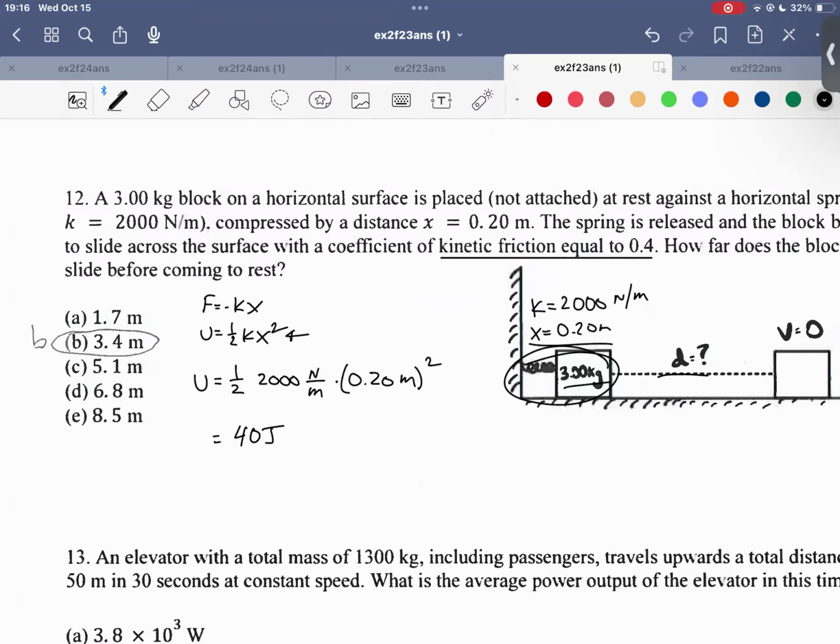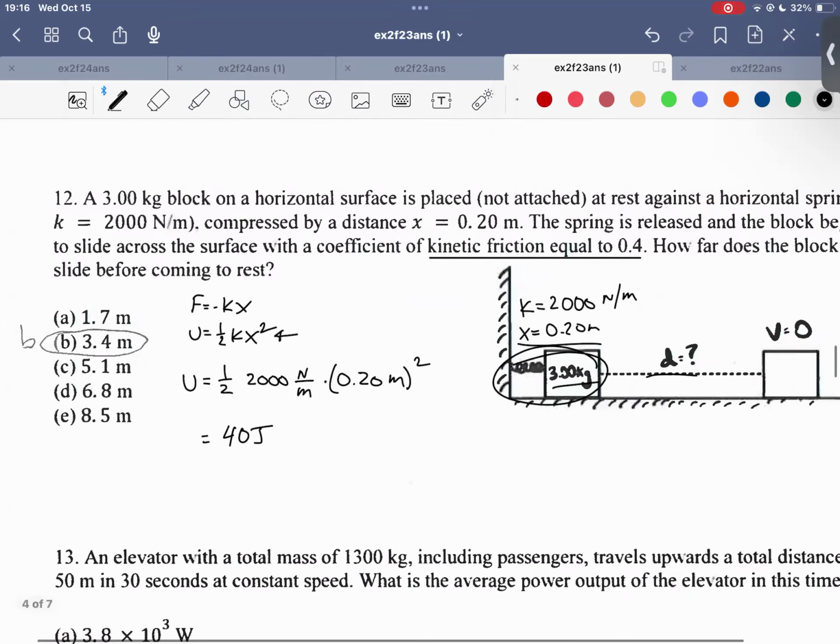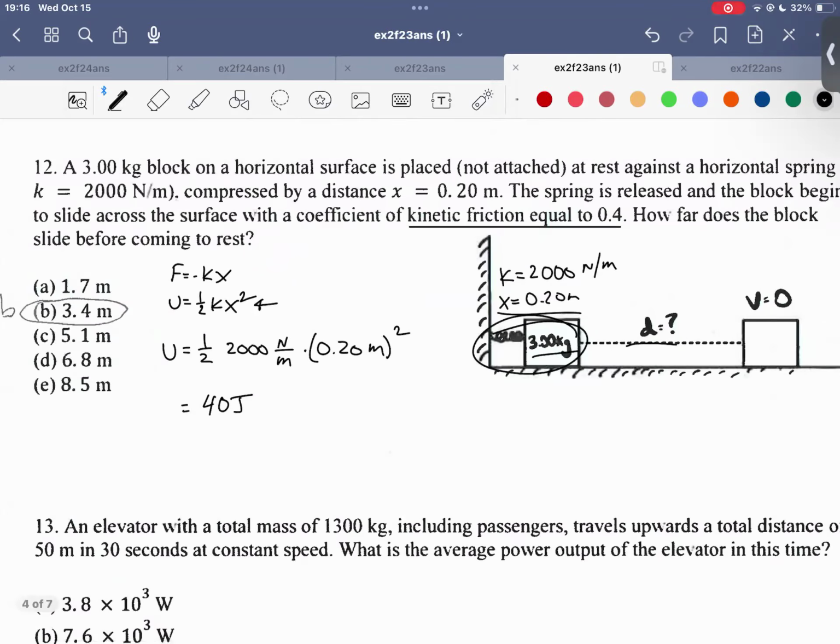And so from here, we'll use this to calculate distance. The other thing that's interesting is that this 40 joules is equal to 40 Newton meters, right? So from here you can see your force times distance, you can see your work, because force is in newtons and distance is in meters. So that's pretty interesting to see.